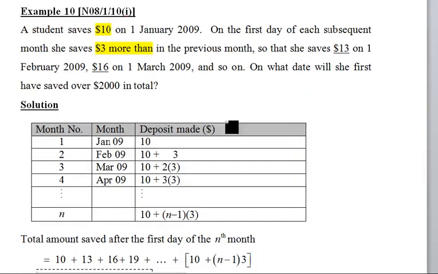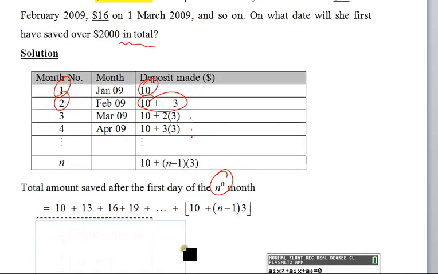On what date will she first have saved $2,000 in total? Okay, in total, let's be very clear. So, if first month you save $10, second month you save $13, and on and on. So, at the end of n months, you will use this idea of n months. First term is 10, that means a is 10, nth term is a plus n minus 1 d. So you want to get all this together.